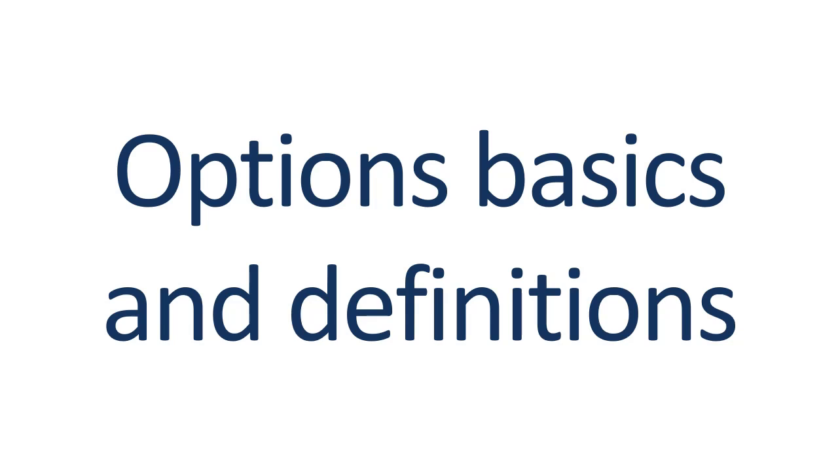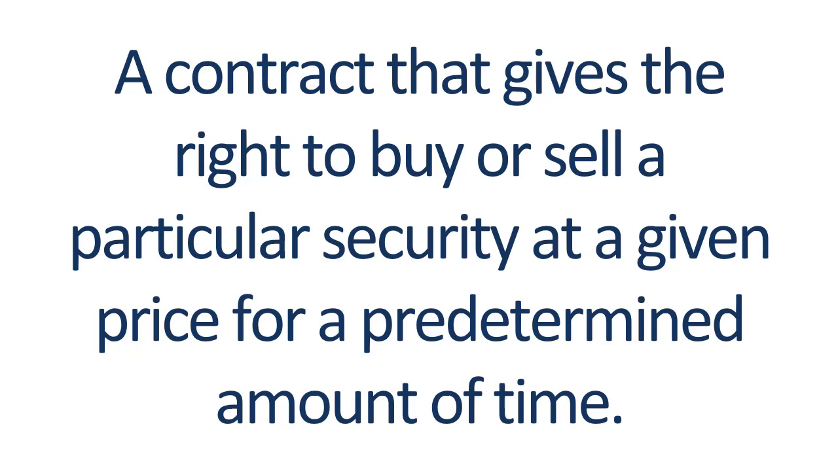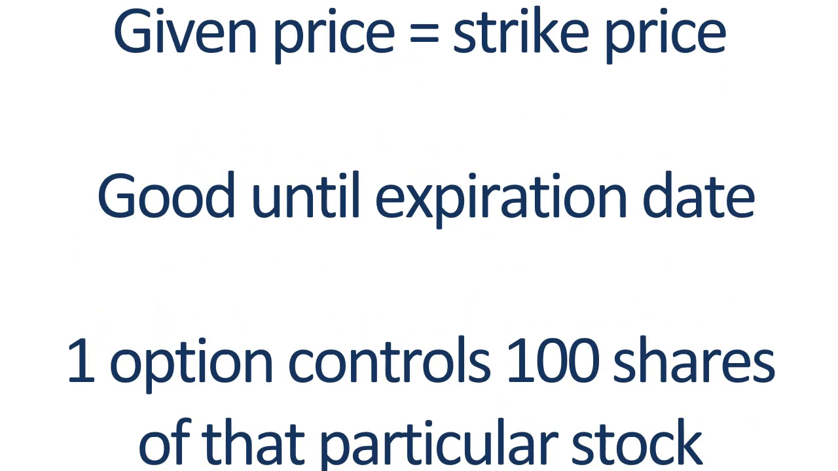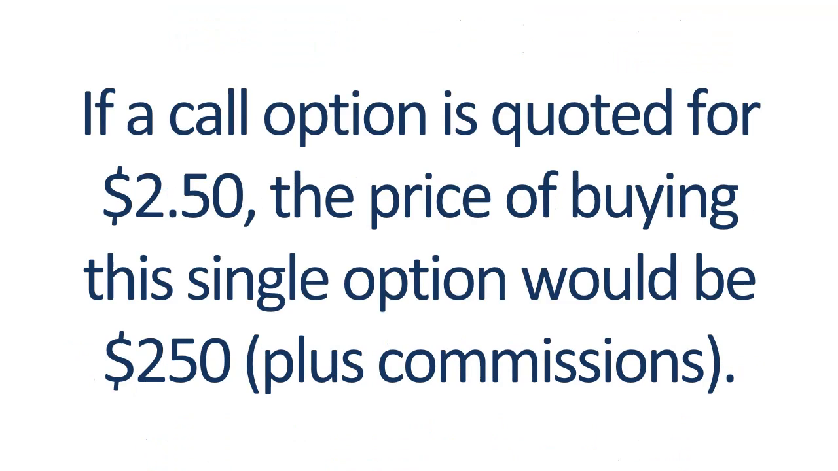So let's start by defining an option. An option is a contract that gives the right to buy or sell a particular security at a given price for a predetermined amount of time. The given price is known as the strike price, and the options are good until the stated expiration date. We're going to use stock options in these examples, so one option controls 100 shares of that particular stock. If a call option is quoted for $2.50, the price of buying this single option would be $250 plus your commissions.